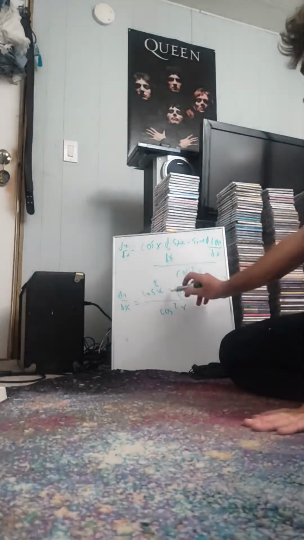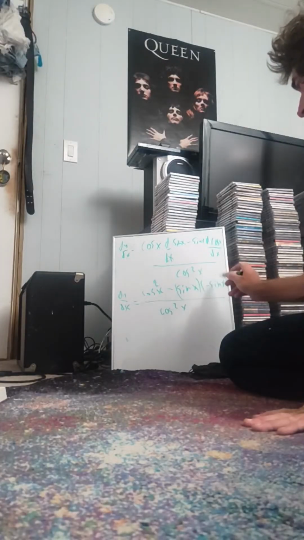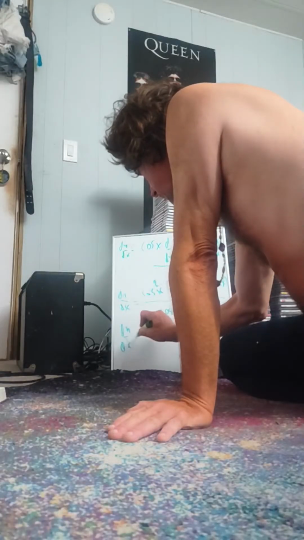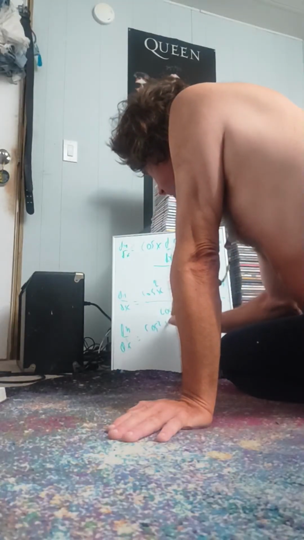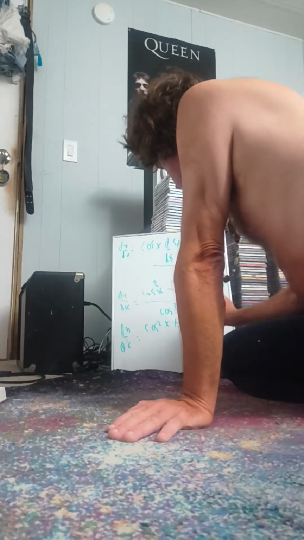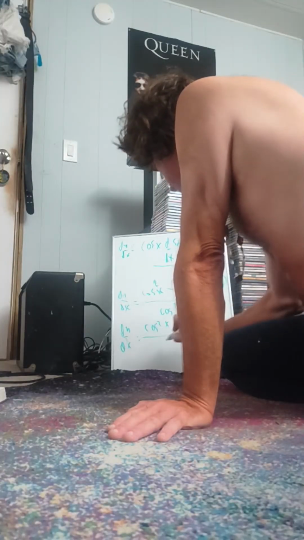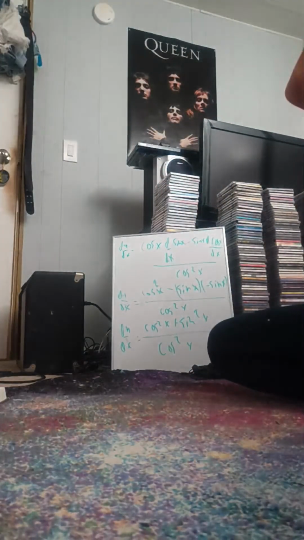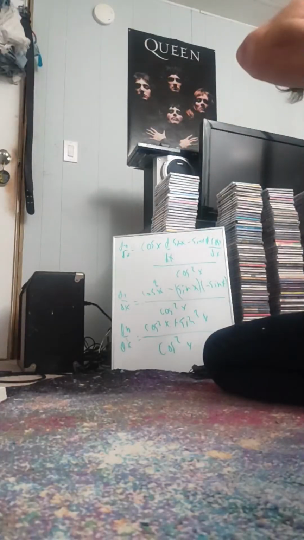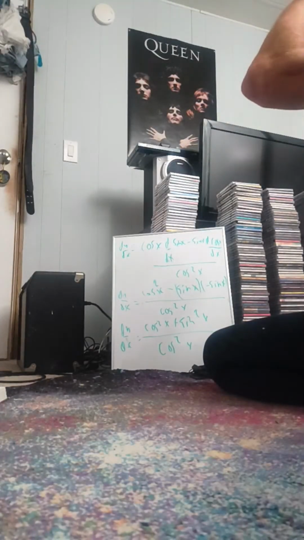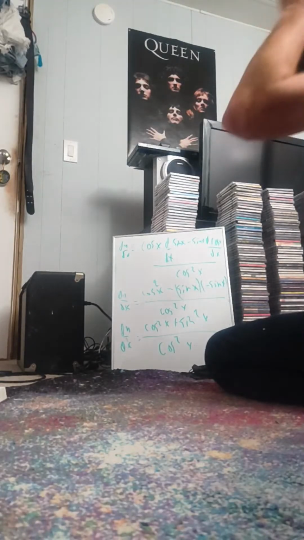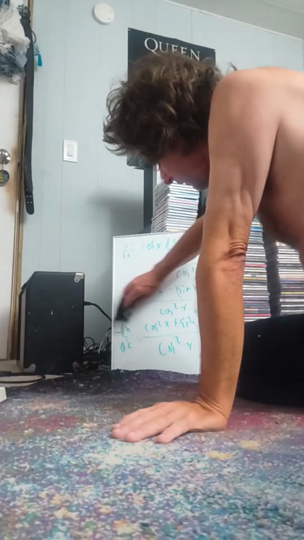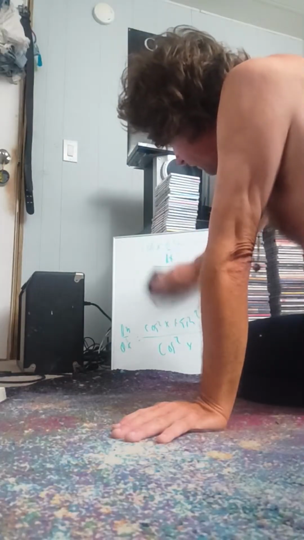So the minus signs cancel out, and the sine x times the sine x makes sine squared x. So that's equal to cosine squared x plus sine squared x all over cosine squared x. I think I did that right. Okay, that looks right to me. Somehow I did it right. No error there. Let's figure out what this is.